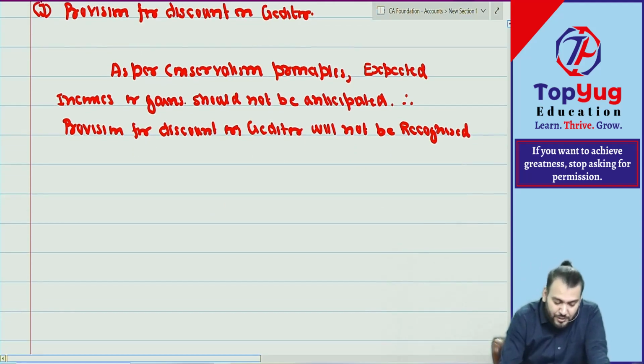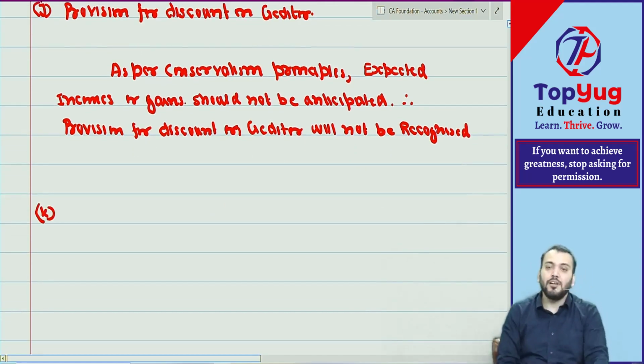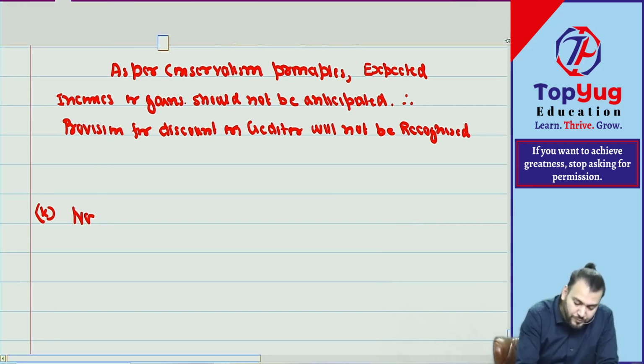Then our next point, J के बाद K. Very important adjustment. Write down normal loss and abnormal loss.